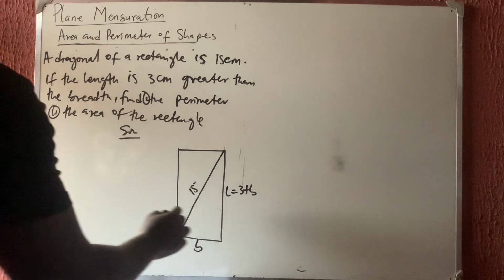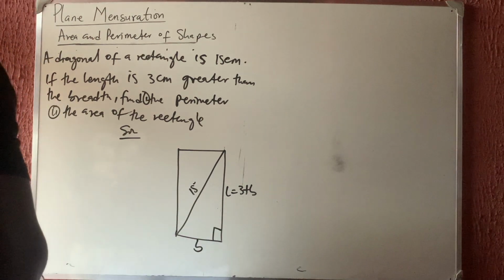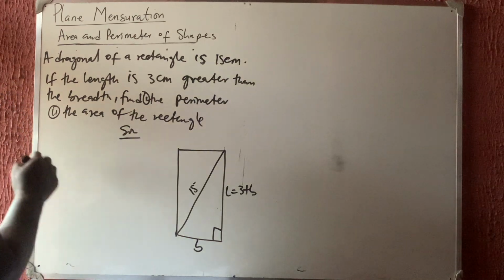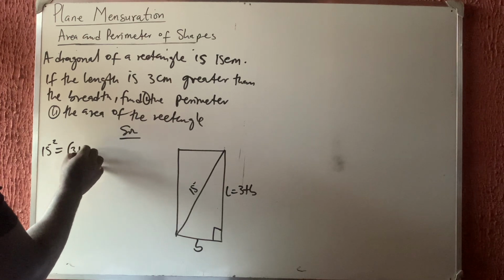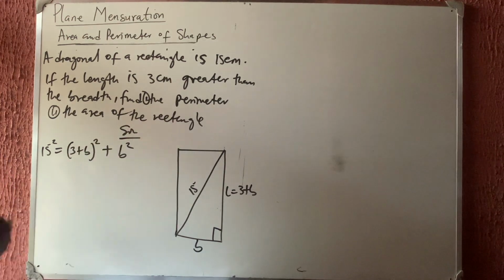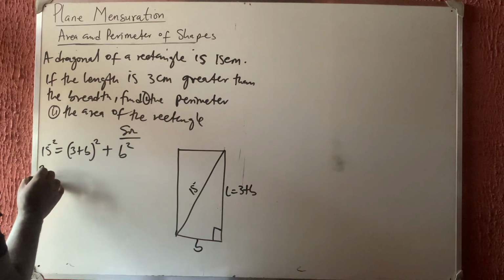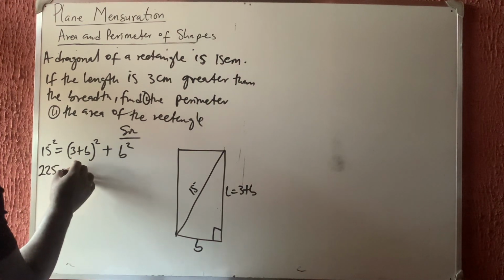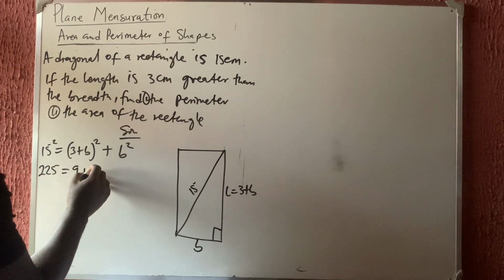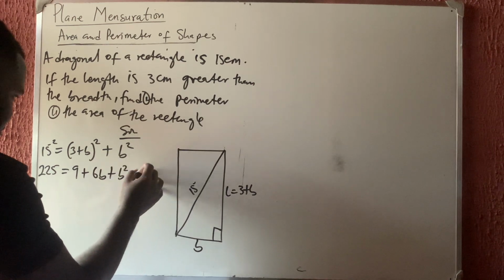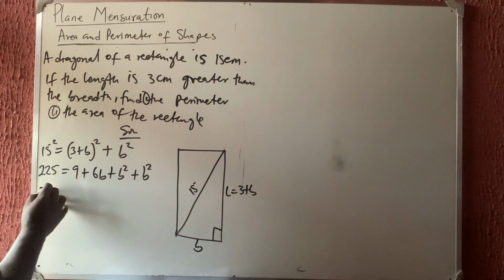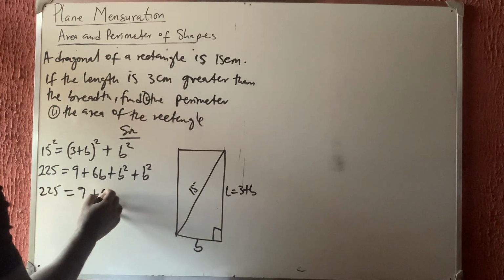Okay, so we can still apply Pythagoras theorem because here is obviously 90. So let us apply Pythagoras. That says that hypotenuse squared is equal to this side, which is (3 plus b) squared, plus b squared. So what do we have? 15 squared will give us 225. So 225 is equal to, square the first one 9, multiply the first one by the second one and double it, 3 times b is 6b, square the last one, you have b squared, then plus this b squared. So I'm going to have that 225 is equal to 9 plus 6b.